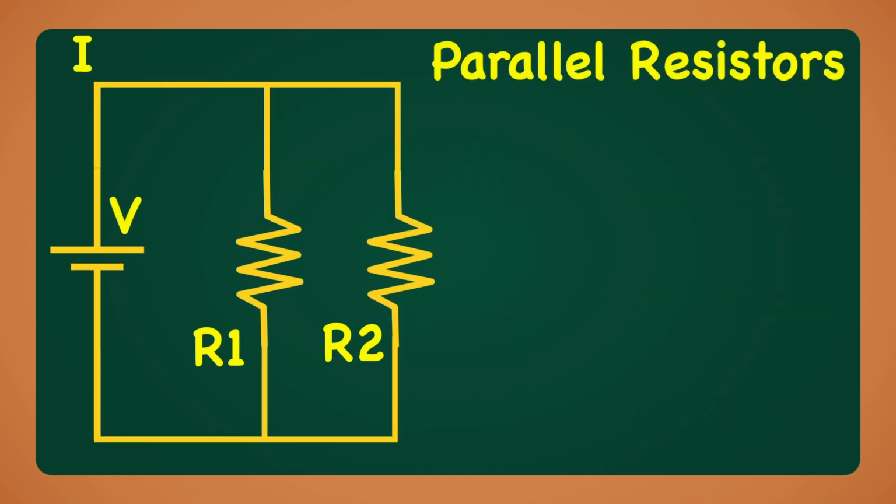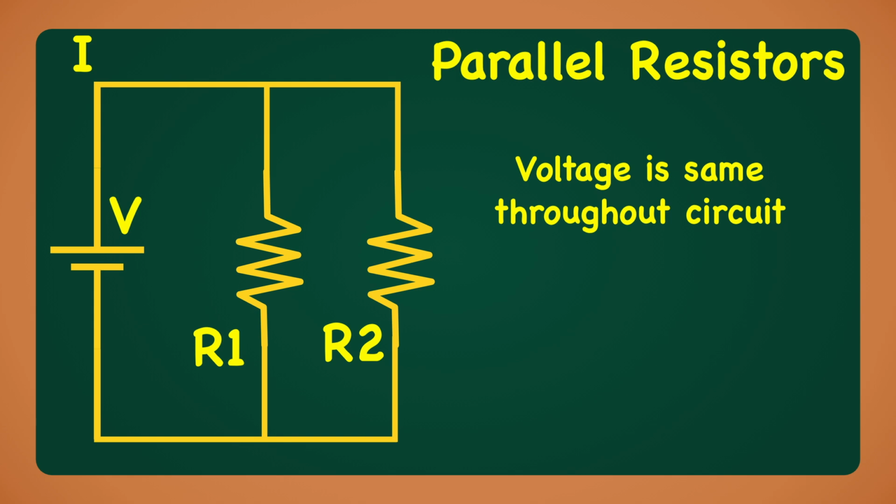Now let's look at another resistor configuration. Here the resistors are connected so that there are two separate paths for current to flow. One path goes from the battery through R1 and back to the battery. The second path goes from the battery through R2 and back to the battery. These resistors are said to be in parallel.